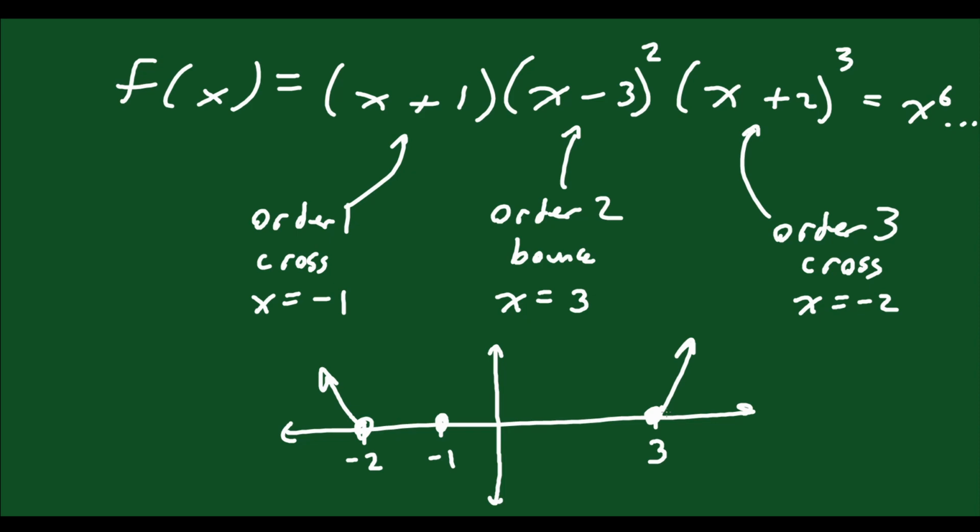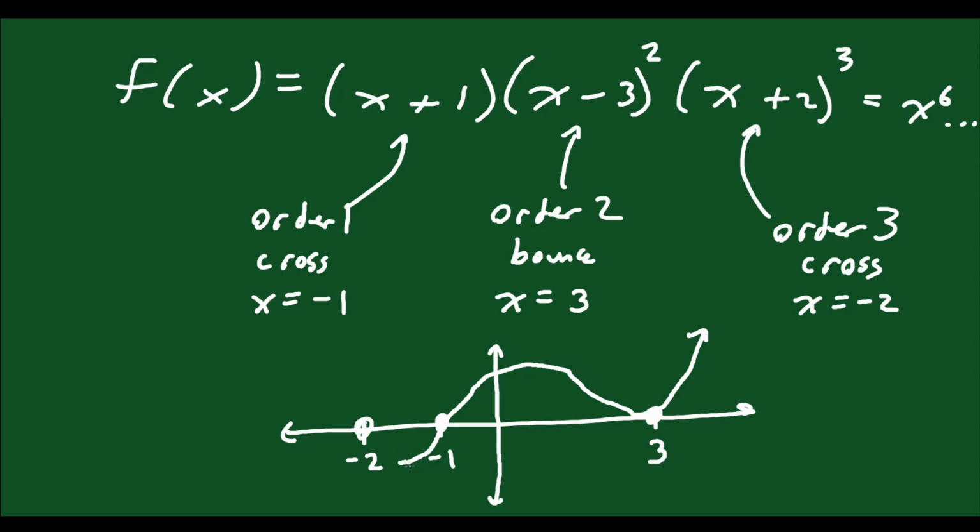Now, we said it's going to cross at -1, and it's going to cross at -2, right? And then at 3, it's going to bounce. So if it bounces at 3, that means it's coming down and going up like this. And then at -1, it's going to cross, so it's just going to go down like this. And then at -2, it's going to cross, but the order is 3, not 1.